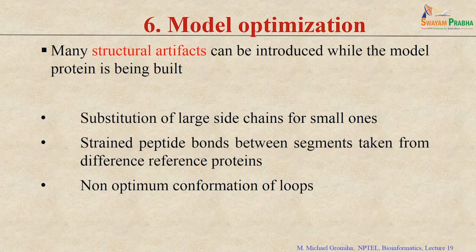The second one is that we take some peptides from different reference proteins, as in loop modeling. If you do not get the proper data, we take from different structures. We do not check whether these are similar proteins or different, or whether the folds are similar or not. We take from different proteins. Then also we do not know the loop conformation. Loops can take any conformation, so we use whatever is available in known structures.